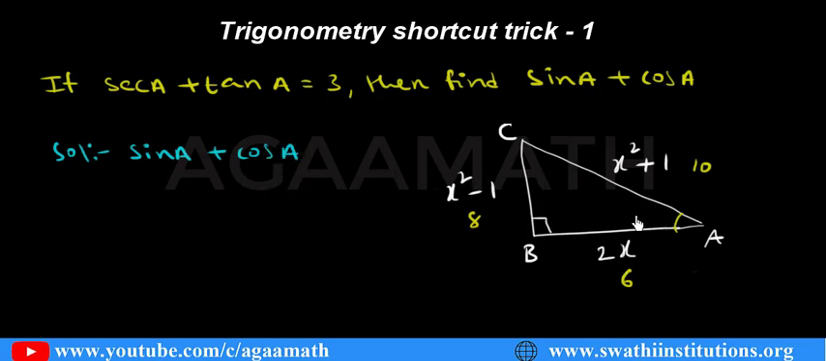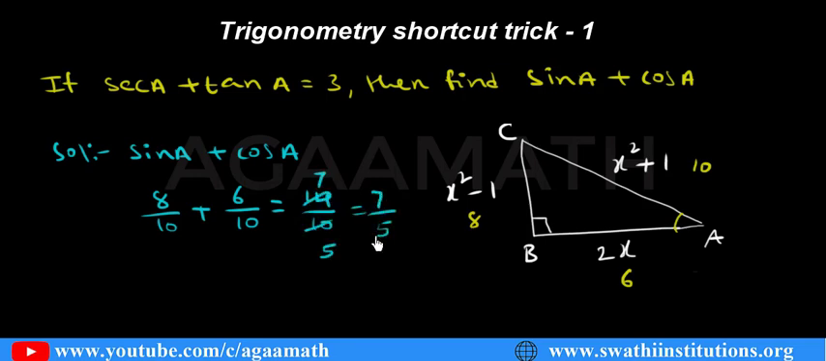Sin A is opposite by hypotenuse, that is 8 by 10, plus cos A is nothing but adjacent by hypotenuse, that is 6 by 10, so that is 14 by 10. It is 2 7s, 2 5s. So here it is just 7 by 5, fine. Here I got the answer now. See how easier it is to solve this.